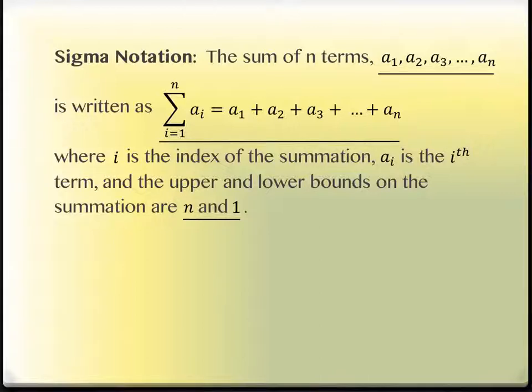So if it says start at 1, end at 4, it just tells you you've got 4 terms, A1, 2, 3, and 4. Okay? Where you start, where you end, the lower and upper bounds. Okay, I think I got it all. You ready to try one?